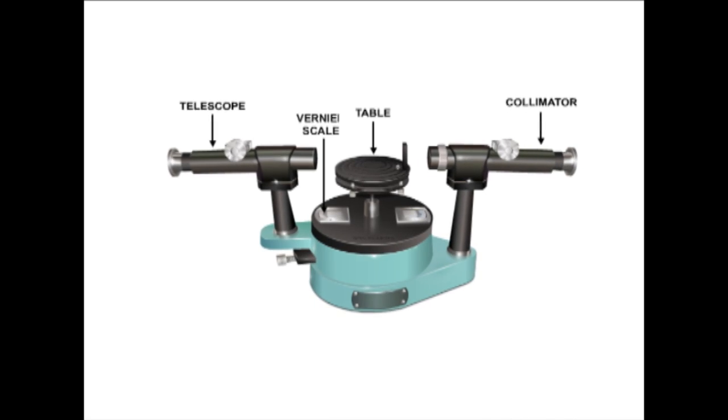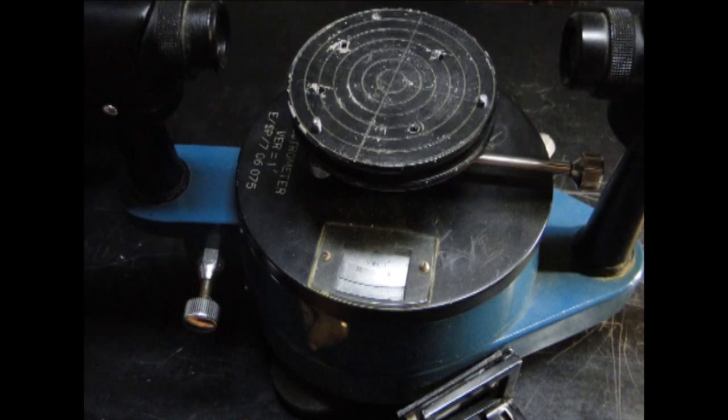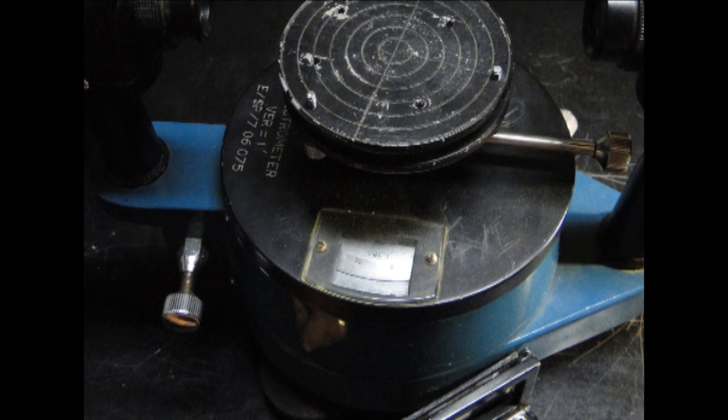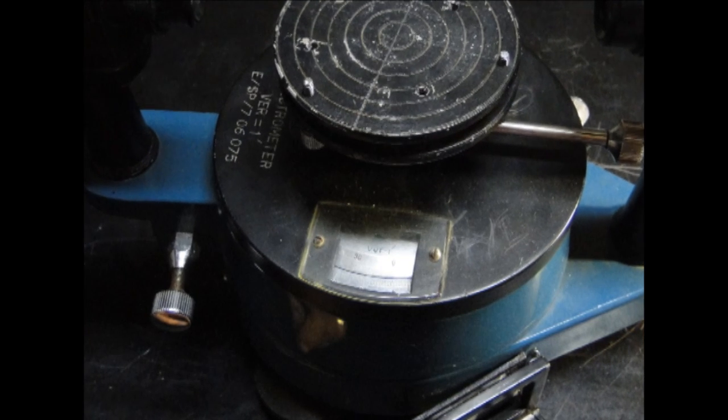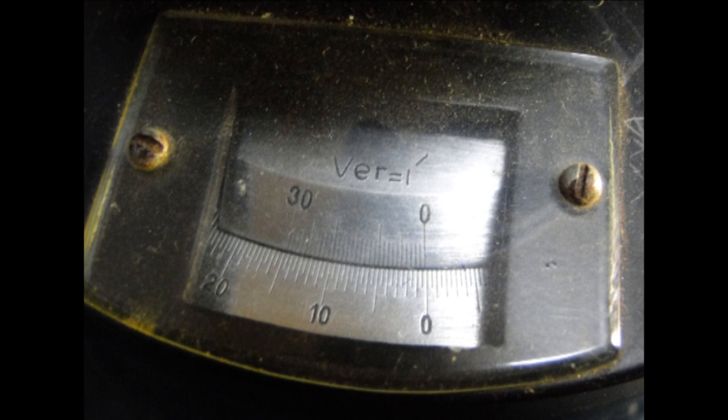Vernier scale. A circular scale of 360 degrees can be anchored to the arm that supports the telescope. This allows you to determine the angular position of the telescope relative to the collimator from the reading of a vernier scale fixed to the base of the spectrometer.